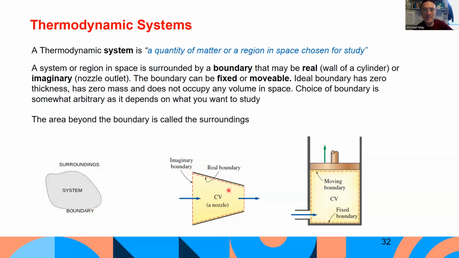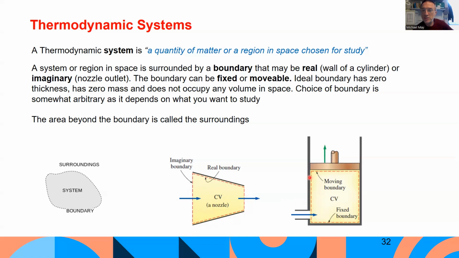In more practical terms, if this was a nozzle that's used to increase the velocity of a fluid going through a pipeline, the real boundaries are the nozzle sides here. And then we imagine a boundary at the beginning and the outlet here. And we apply our theory to just the nozzle, and then find out what's going on there.